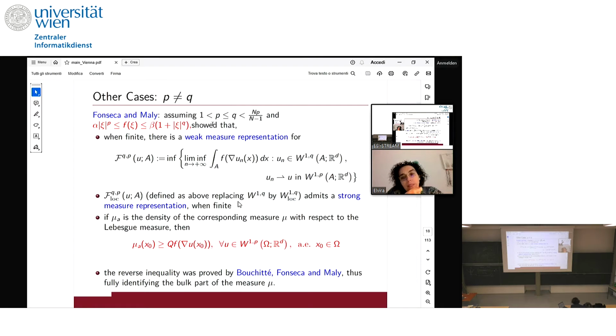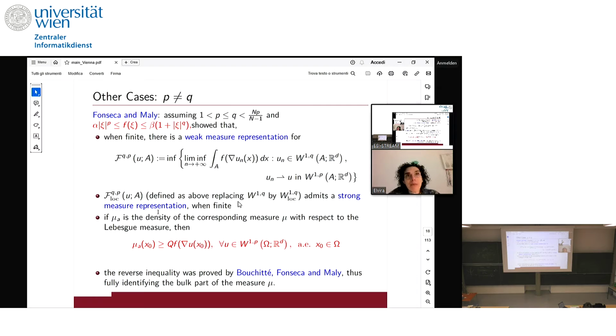Well, for what concerns the literature, in the truly Sobolev case, so when p is bigger than 1 and q is in between p and Np over N minus 1, Fonseca and Malý have proven that the functional F_{q,p} or F_{q,p} loc, according to where u_n is, admits the first a weak representation and the second a strong representation. So essentially, a Radon measure exists. It's quite complicated to predict what this measure looks like.